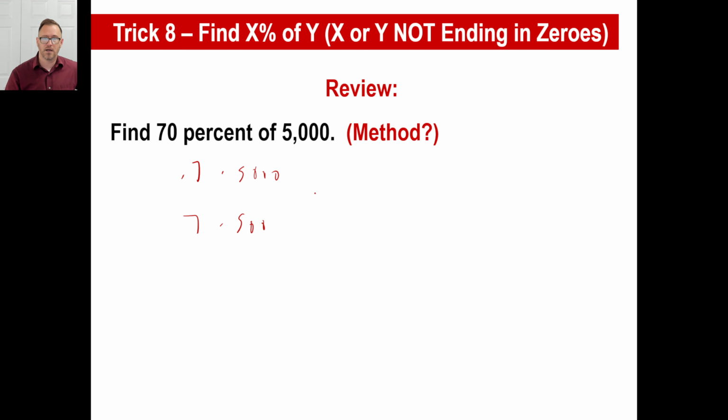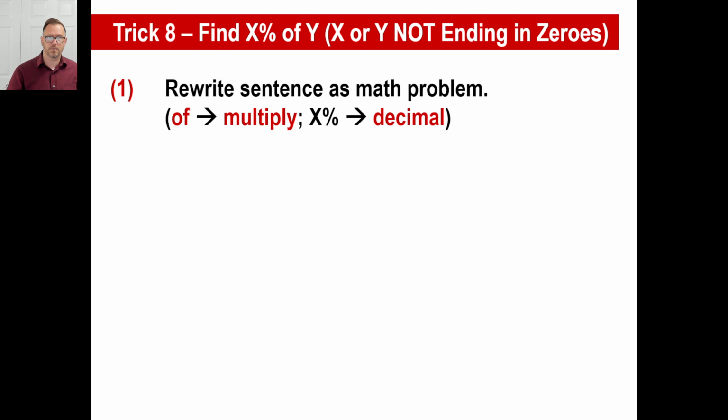There you go, okay? We're going to do exactly the same thing. We're going to use another trick to make this happen. This is wild. You'll like this, okay? There are your steps. Write them down. Number 1, rewrite this sentence as a math problem. Of is multiply, X% is the decimal. Same as last week. Same thing.